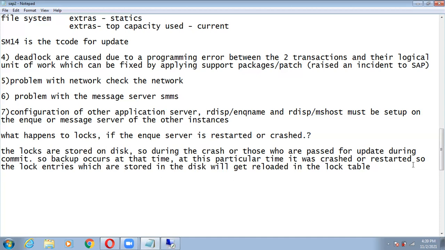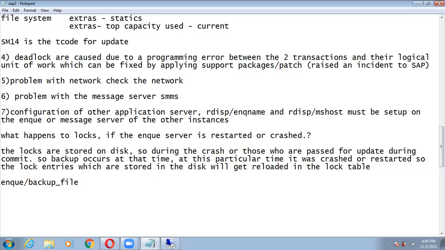So that's why make sure that the parameter for the backup is enabled. So what is that parameter? enq/backup_file. Make sure that this parameter is enabled. So in the worst case, if a crash or something happens to the NQ, we can reload to the log table from disk to table. Okay, understood?